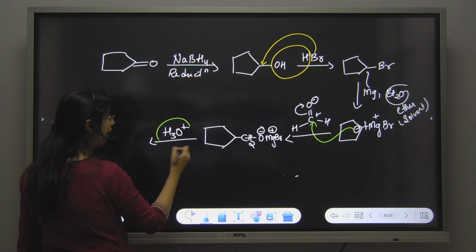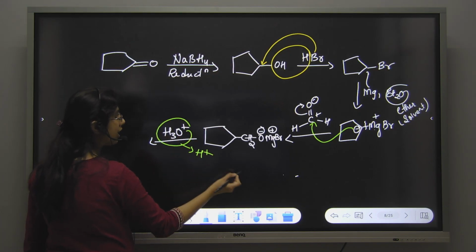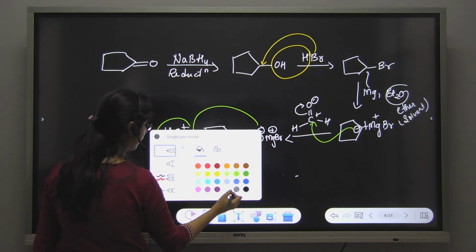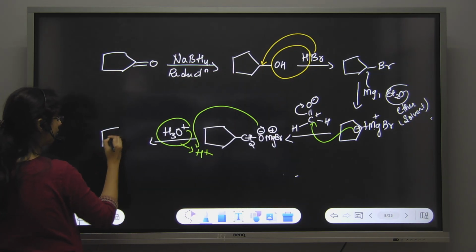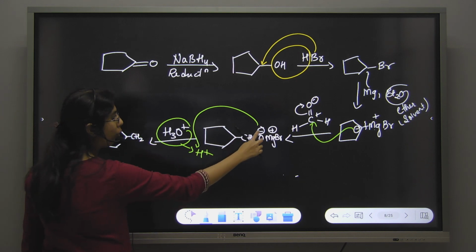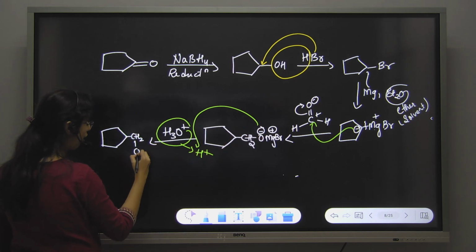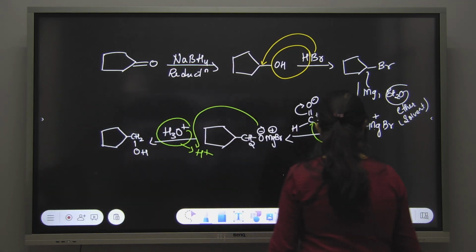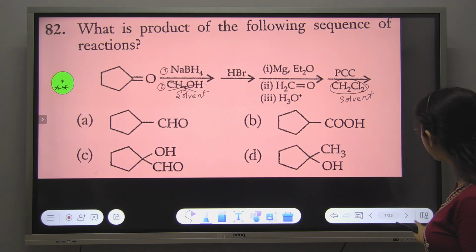From H3O plus what do we get? We get H plus, and the O minus and H plus come together. Then what happened? CH2 and this O minus with H plus will join to form OH. Okay? Next again they are adding something.